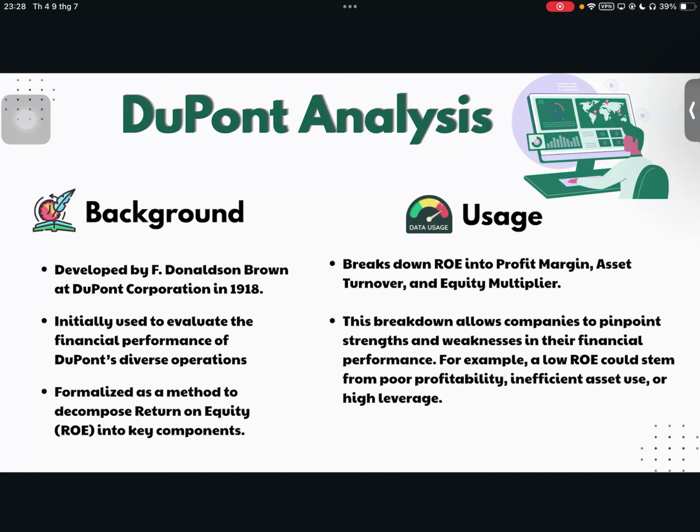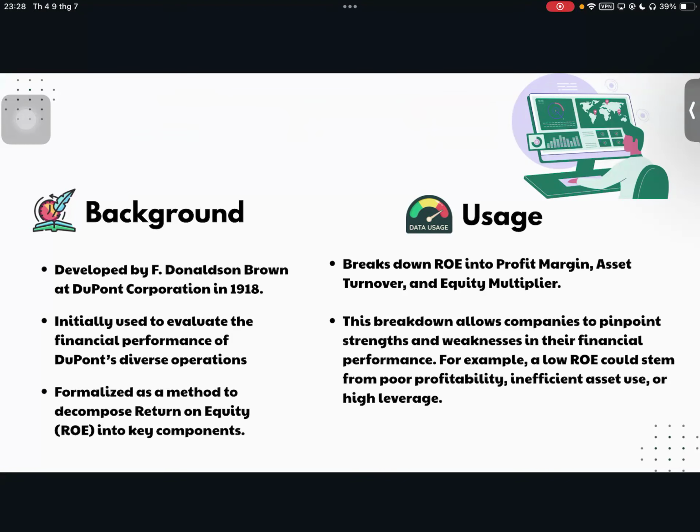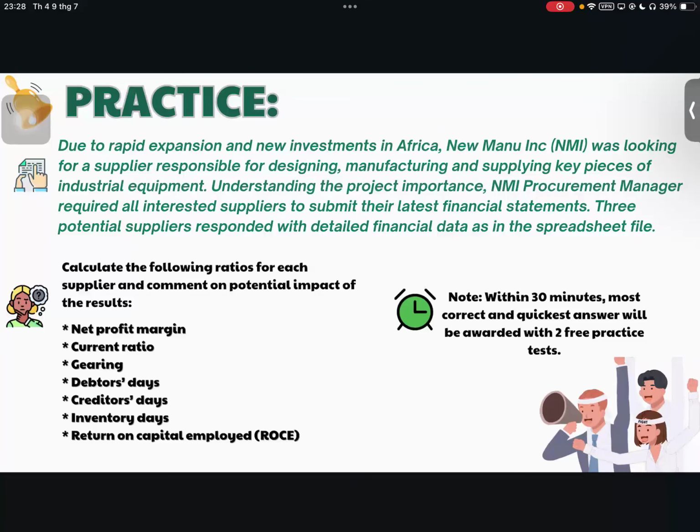Now, let's divert our attention to the practice. With the practice, I have a background and I require the students to calculate and also comment on the different ratios as I'm showing on the screen here. You need to calculate the net profit margin, the gearing, debtors days, creditors days, inventory days, and proceed. You shall have 30 minutes.